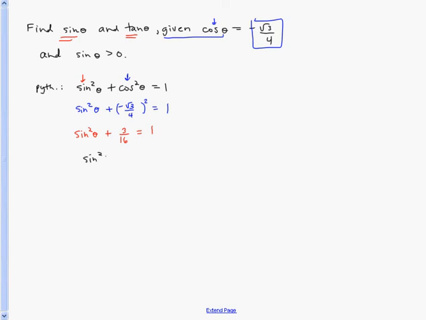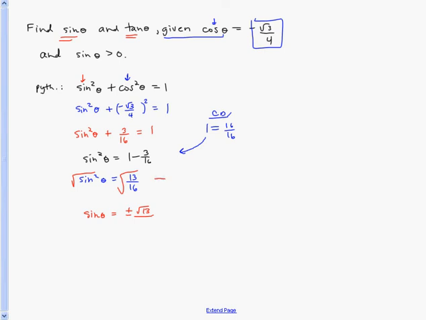Solving for sine squared just means I'm going to subtract my 3/16 from both sides. So sine squared of theta is going to be equal to 13/16, and I did that by getting a common denominator. Remember, 1 is the same thing as 16 over 16, and so that is where I worked with that common denominator. And then lastly, I'm going to square root both sides so that sine of theta is equal to either positive or negative square root of 13 over square root of 16.